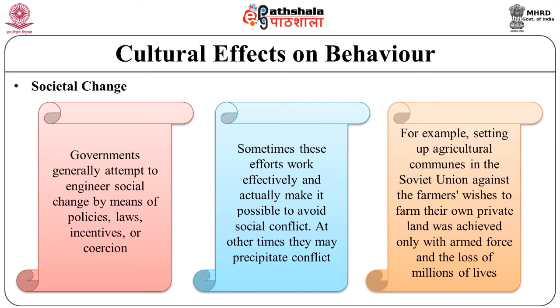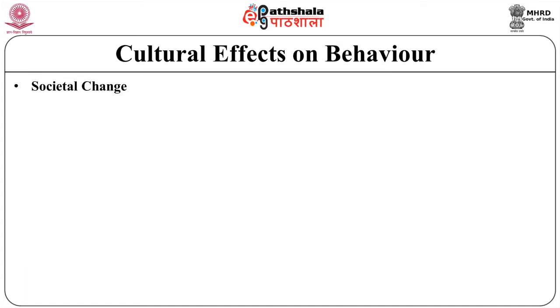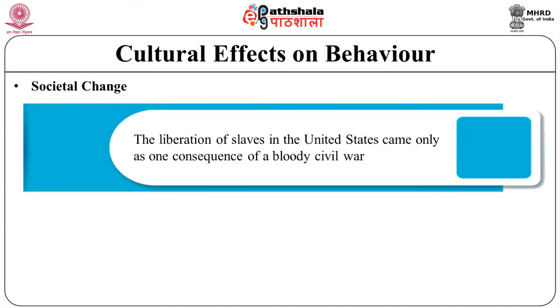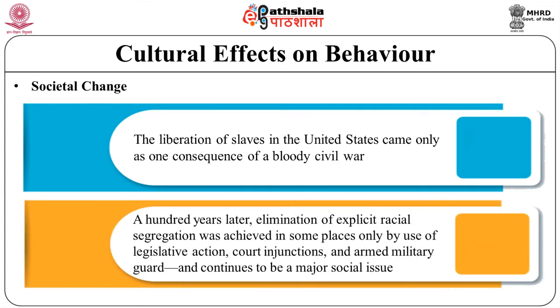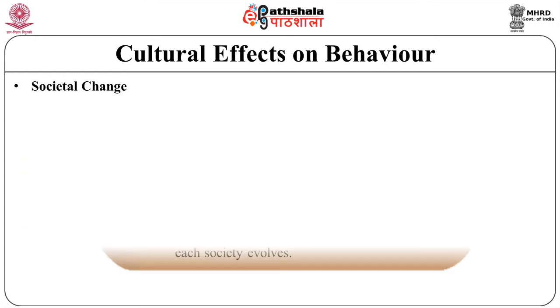For example, the setting up of agricultural communes in the Soviet Union against the farmers' wishes to form their own private lands was achieved only with armed forces and the loss of millions of lives. The liberation of the slaves in the United States came only as the consequence of a bloody civil war. A hundred years later, elimination of explicit racial segregation was achieved in some places only by the use of legislative actions, court injunctions, and armed military guard, and continues to be a major social issue.